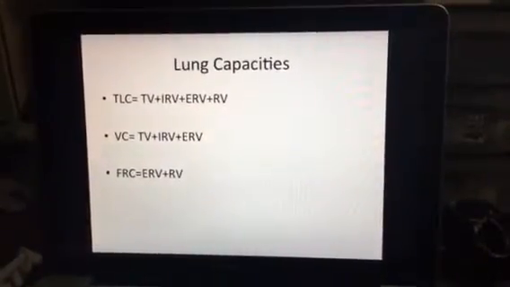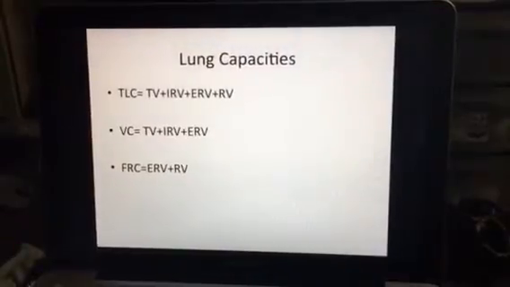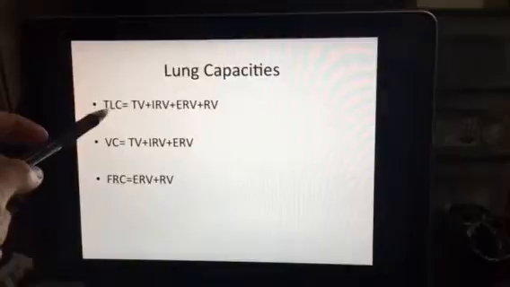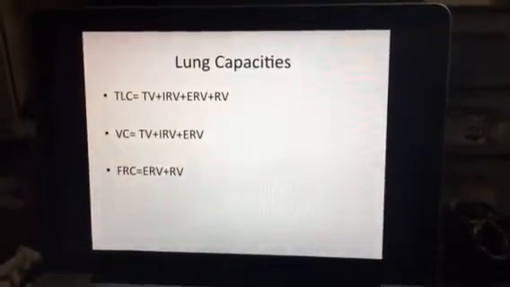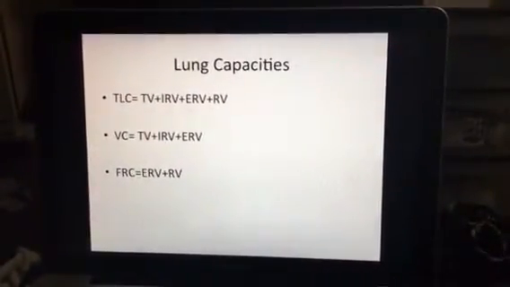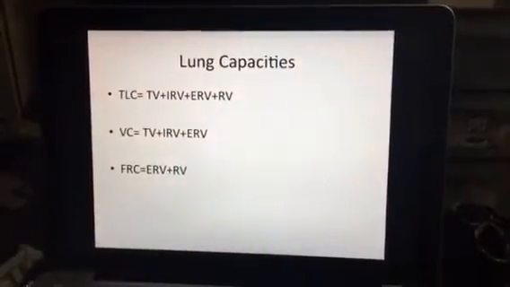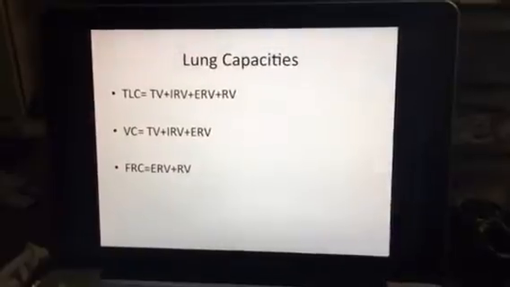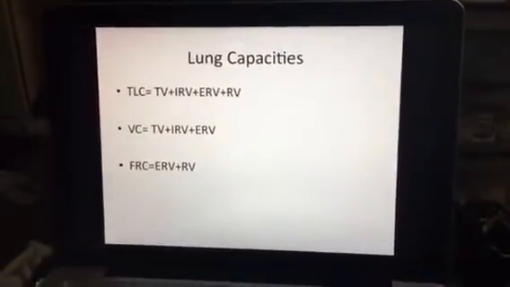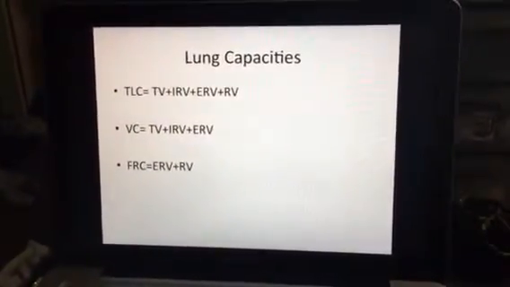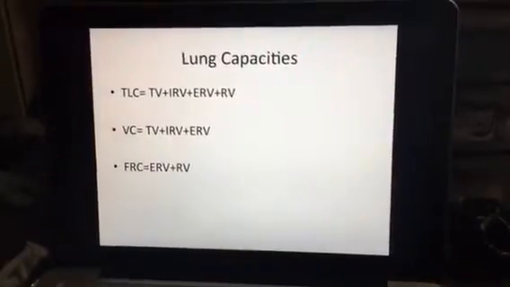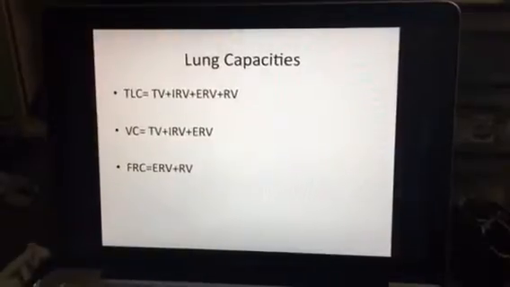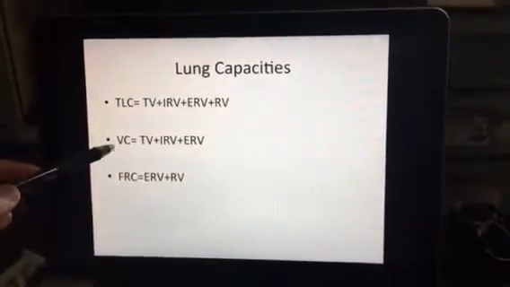Now let's talk a little bit about lung capacities. Total lung capacity, as you can see right here, which is abbreviated as TLC, is the amount of gas in the lungs after max inspiration. TLC, or total lung capacity, is equal to tidal volume plus inspiratory reserve volume plus expiratory reserve volume plus residual volume. Now let's move on to here.